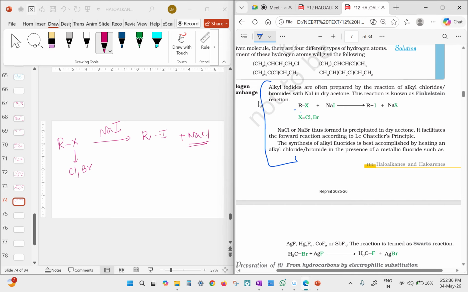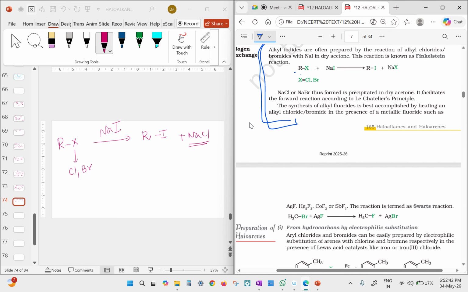And don't do this for a small section only. Supposing you're learning, let us say, we are accumulating the Finkelstein and Swarts reactions. Remember all the four metal or non-metallic halides that can help you. And once you learn all the content, then you go and write.